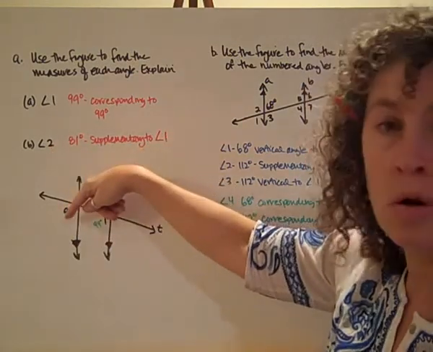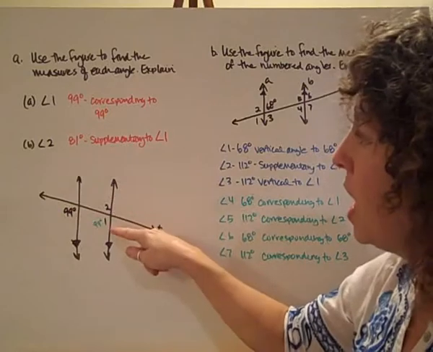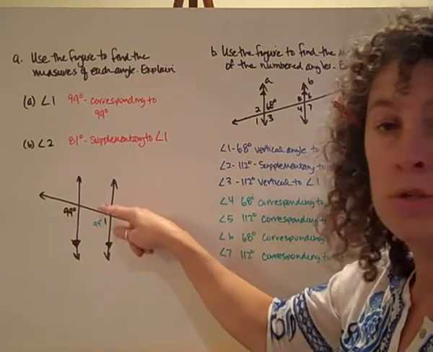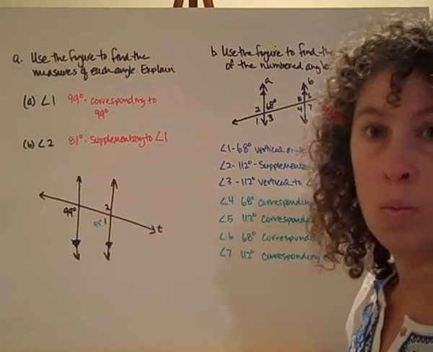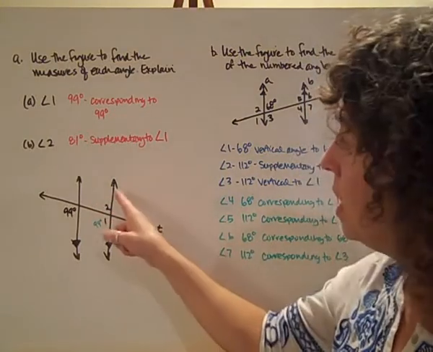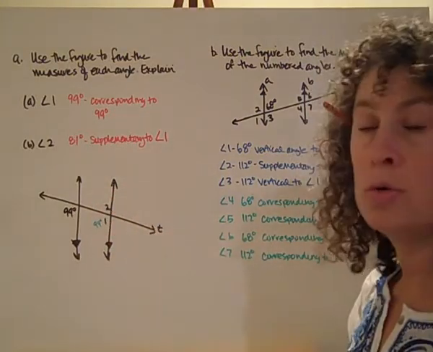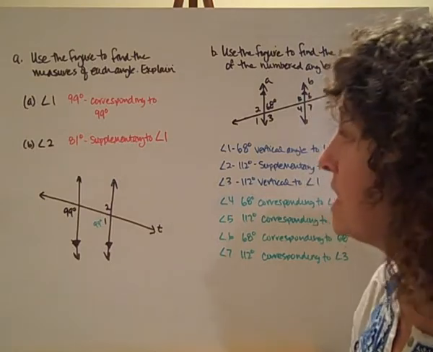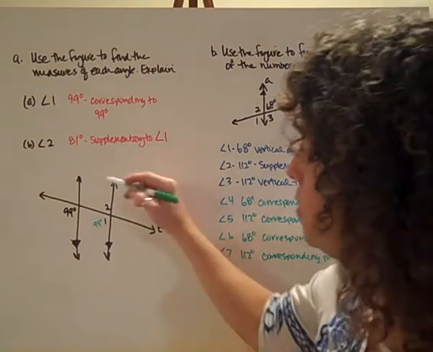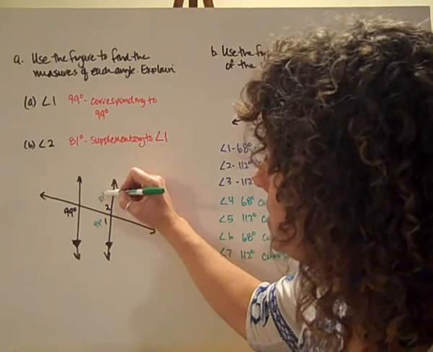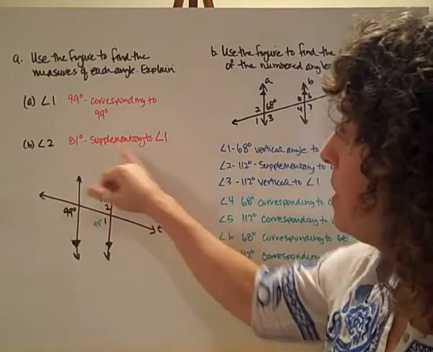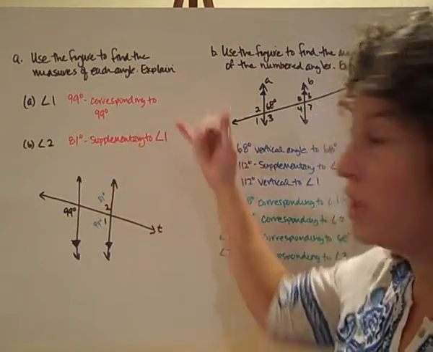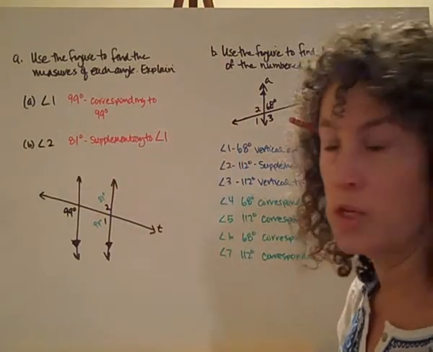Well, angle 2 doesn't correspond to 99 at all. However, I know that angle 1 and angle 2 are supplementary because they form a 180-degree angle along that straight line. So I'm going to do 180 minus 99. That gives me 81. So I know that this angle is 81 degrees, and it's 81 degrees because it's supplementary to angle 1. So when it says explain, this is all I have to do for my explanations.